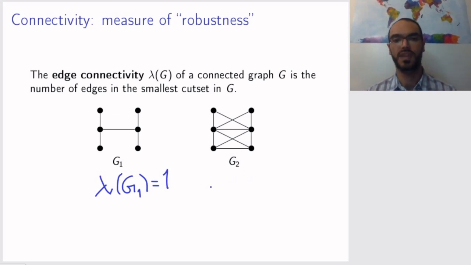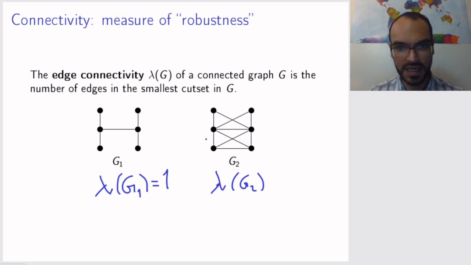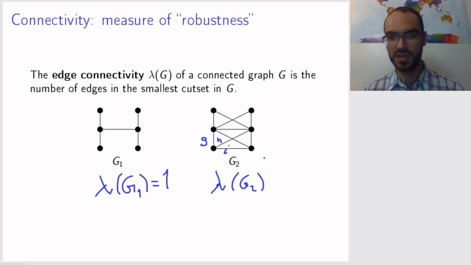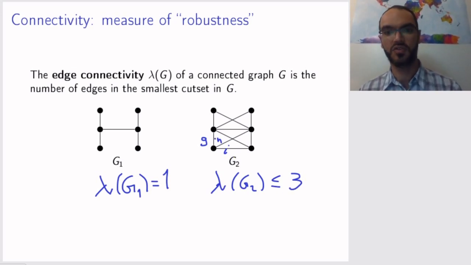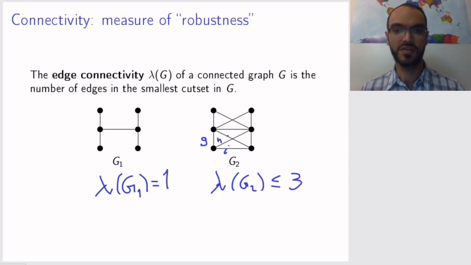What about G2? Think for a moment what lambda of G2 is. So what cut sets do we have? We had one example of a cut set, this GHI, that's one cut set. It has 3, so I know that it's enough to remove 3 edges to make the graph disconnected. So the edge connectivity is at most 3, but maybe we can do better.